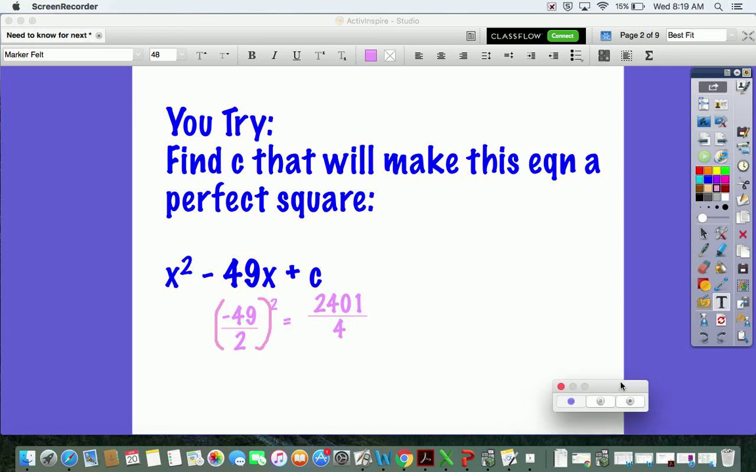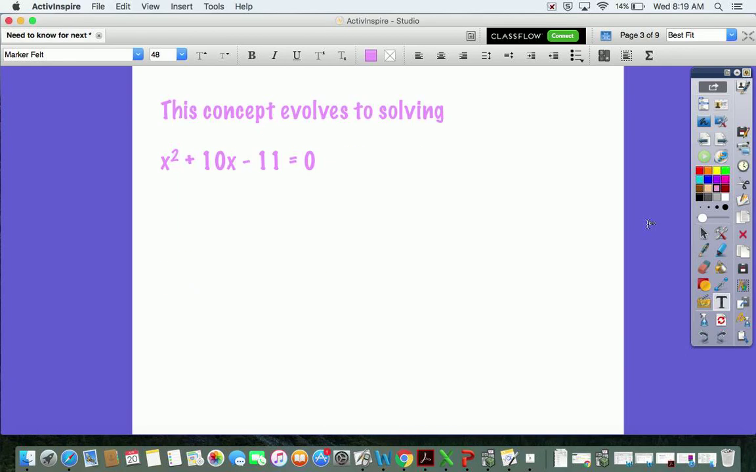So hopefully you got this when you did it. B is a negative 49, so you take negative 49, you divide it by 2. That will give you a decimal, but I like to keep it as a fraction. So you square that and you get 2401 over 4, and that is the value of c that will make it a perfect square. And this concept evolves into solving. You can use the process of completing the square to solve, in this case, a quadratic.